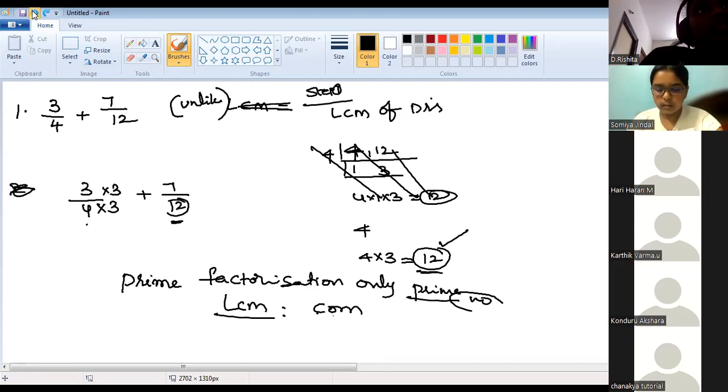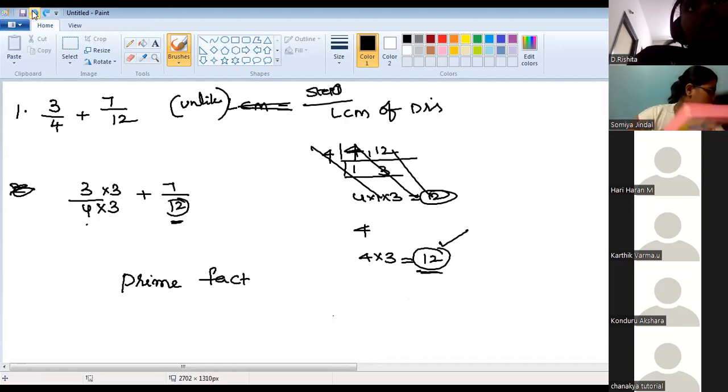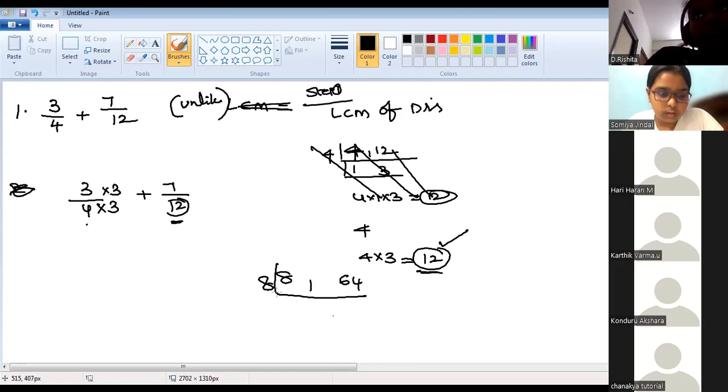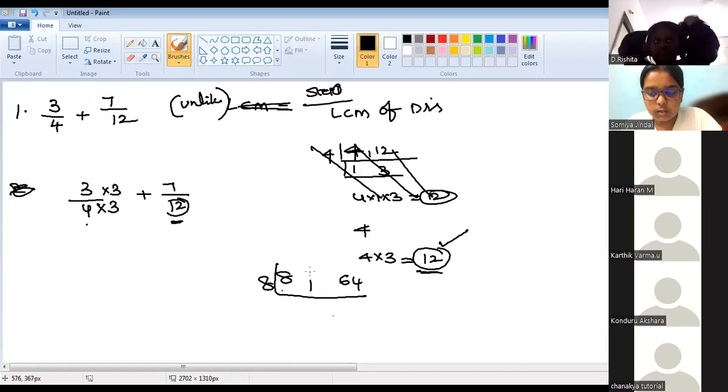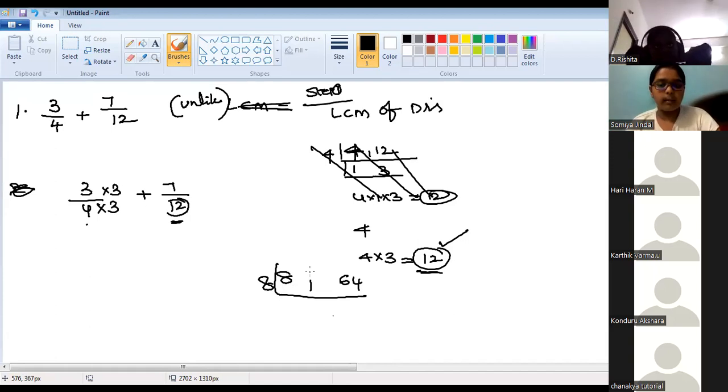Yes, you're absolutely correct. In senior classes also, I observe that when I ask students to find the LCM, they go with only prime numbers. No need, children. You can go with the highest common factor. Suppose I'm asking you to find the LCM of 68 and 64. You can go directly with the 8 table. I'm not asking about prime factorization. I'm asking to find the LCM. You need to go with the highest common factor. Hope you understood my doubt.